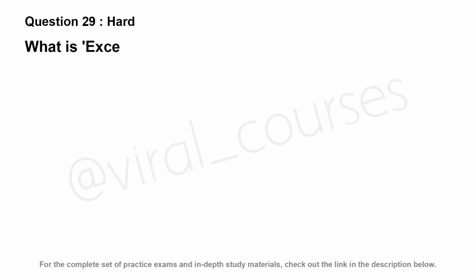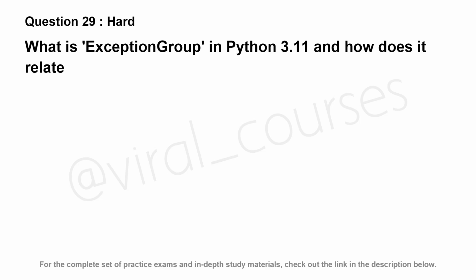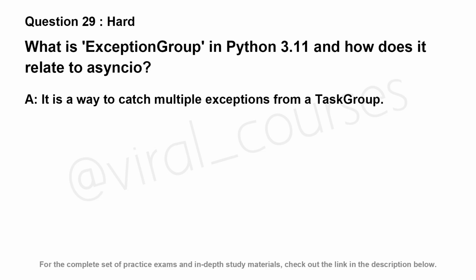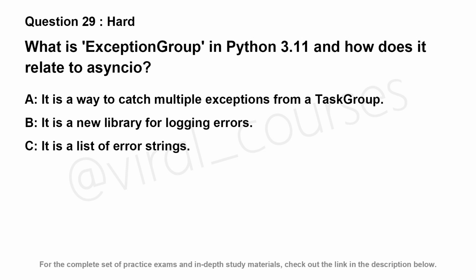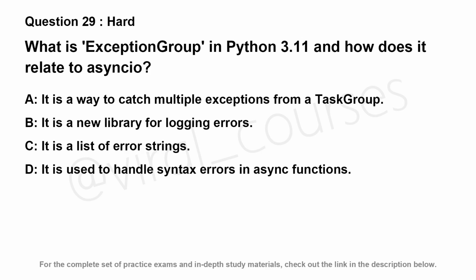What is ExceptionGroup in Python 3.11 and how does it relate to asyncio? Option A. It is a way to catch multiple exceptions from a task group. Option B. It is a new library for logging errors. Option C. It is a list of error strings. Option D. It is used to handle syntax errors in async functions.